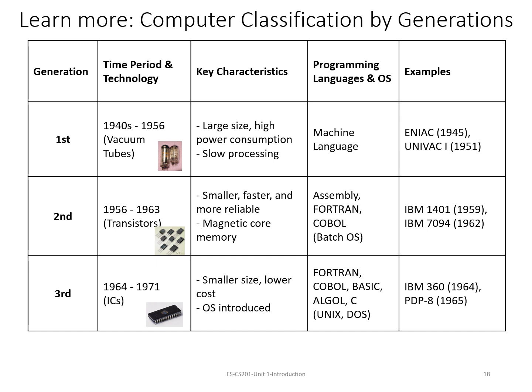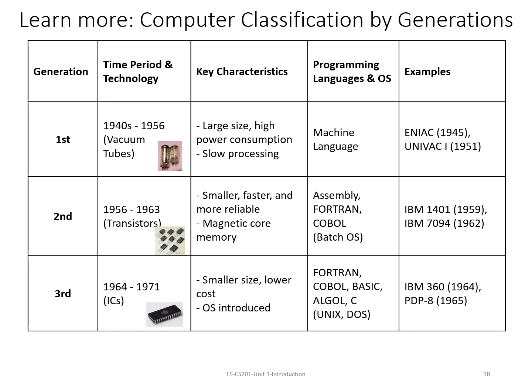Examples: ENIAC, 1945, UNIVAC, 1951. Second-generation computers evolved in the 1950s to 1960s. Technology used: transistors. Key characteristics: smaller, faster, and more reliable, magnetic core memory. Programming languages: assembly-level language, Fortran, COBOL on batch operating systems with minimal features. Examples: IBM 1401, 1959, IBM 7094, 1962.